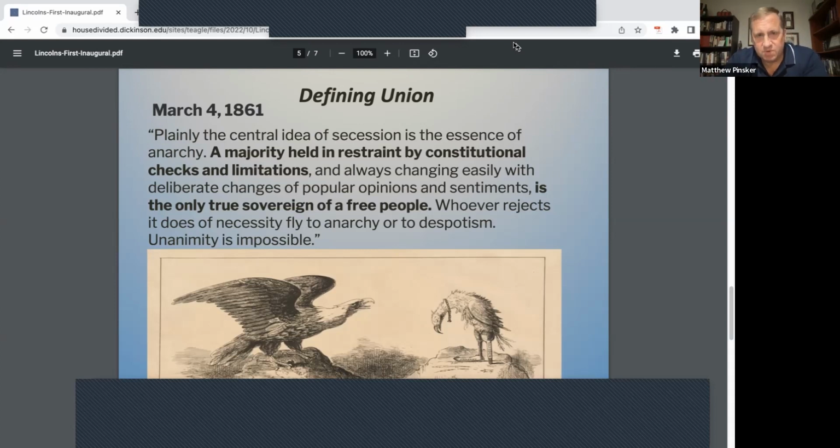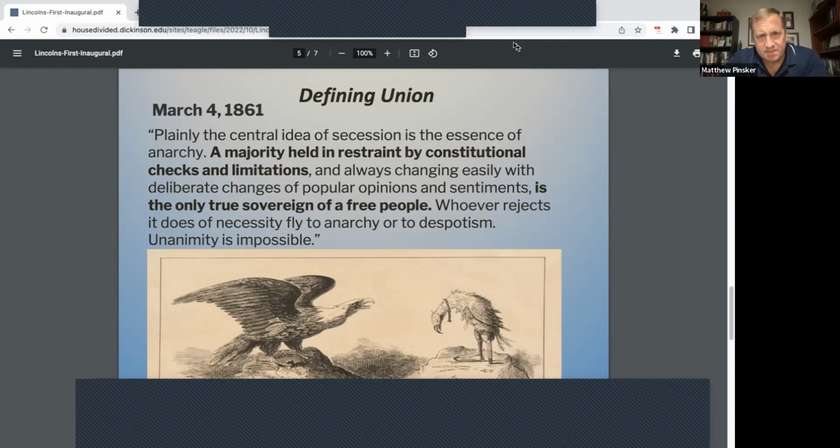But I think we're missing something with that answer that would help us today in our crisis, which is, I don't think that gets to the precise definition of union in Lincoln's mind that this paragraph represents. What he's really defining here, when he pits it as the opposite of secession, which he says is the essence of anarchy, he says the union that holds us together is an electoral union between an electoral majority and an electoral minority, where the majority rules in a constitutional republic held in restraint by these checks and limitations. That's the only true sovereign of a free people. I think that's a powerful lesson to remind everybody about today.